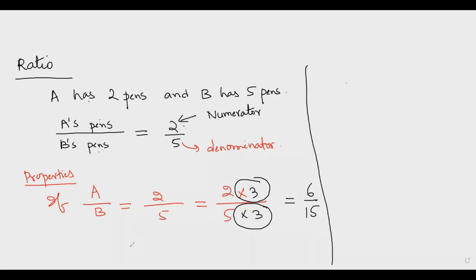Similarly, the ratio is 2/5. Again, I can multiply by any other number, let's say if I multiply by 7 in the numerator, then I have to multiply by 7 in the denominator. So no issue with that. If I multiply by the same number, the ratio will not change.